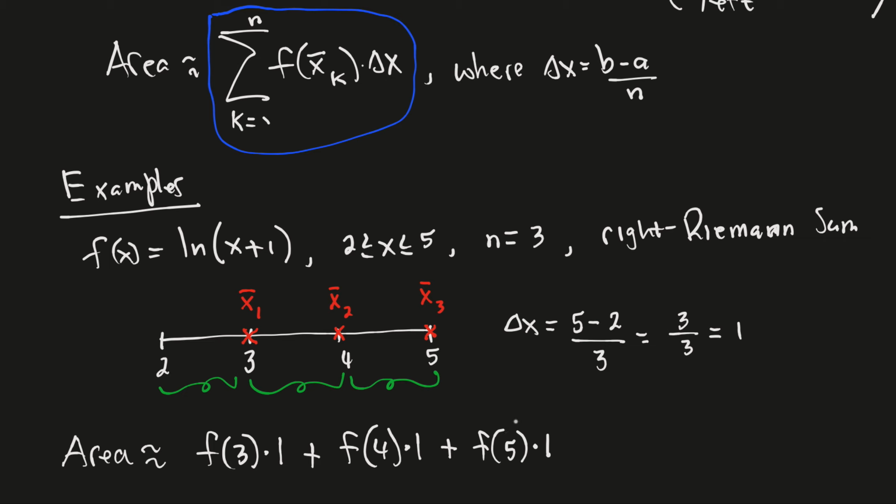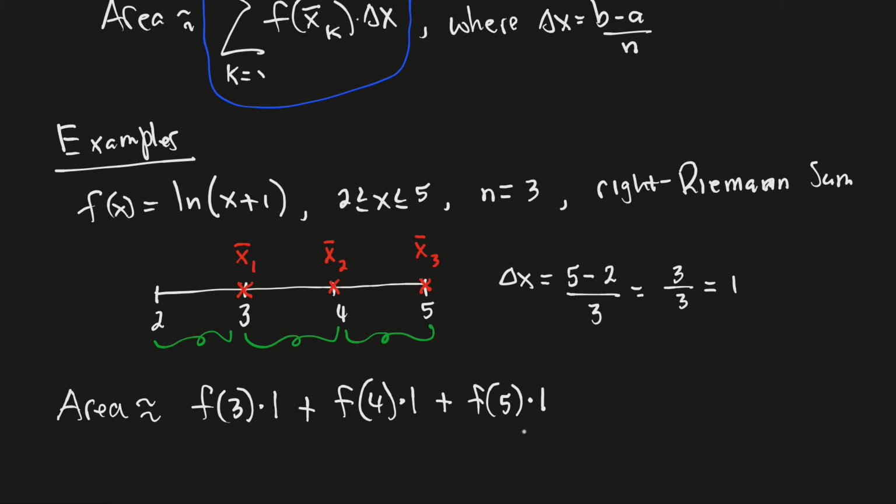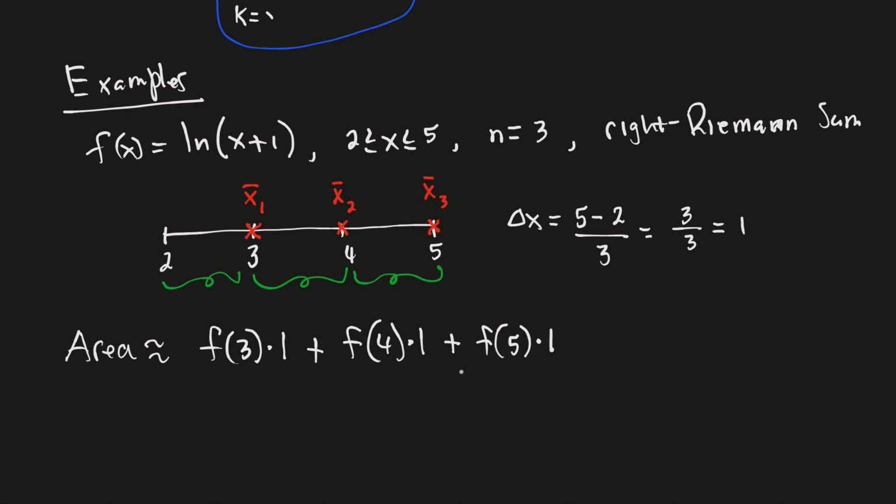Another good thing to keep in mind is how, again, this number tells you how many terms are supposed to be in the summation, right? So if your n is 3, then you should see 3 function values here, right? So now we're going to get into the actual evaluation.